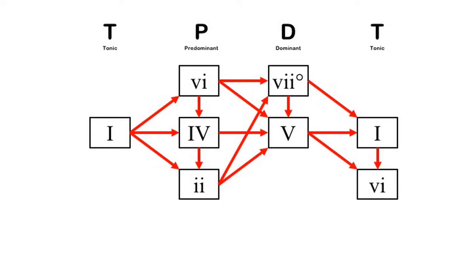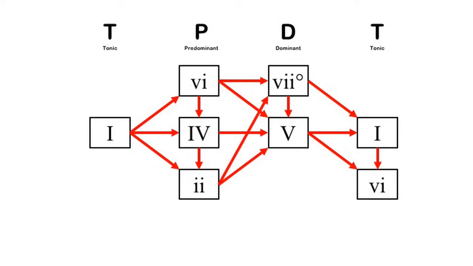I don't have to include all of those chords in the predominant area. I could simply go from 1 to 4, to 2, to 5, and then back to 1. As long as I'm moving down through my chart rather than up, I should be okay.